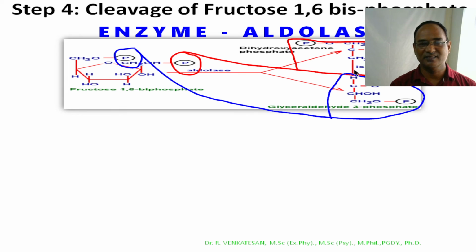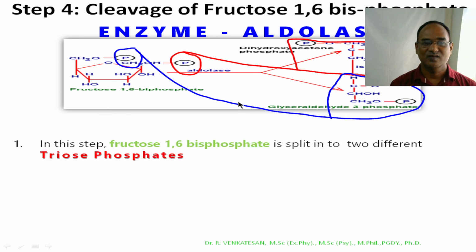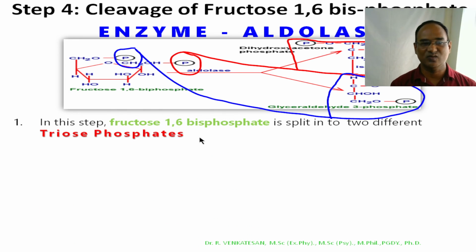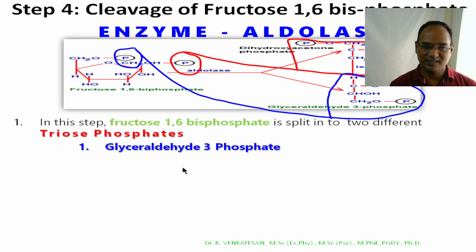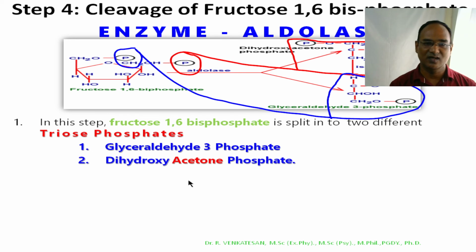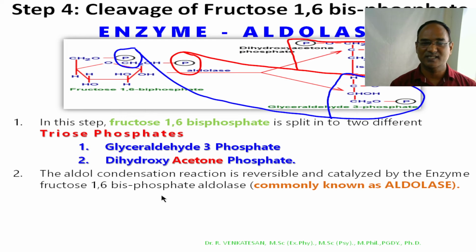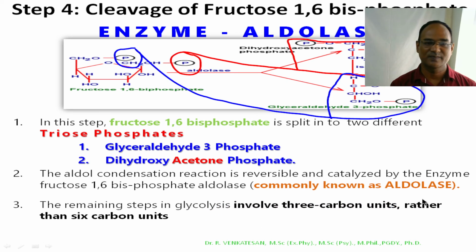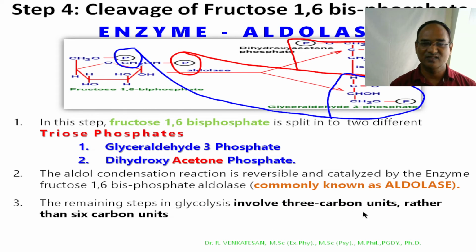This one will not carry on further in glycolysis, but it will merge with glyceraldehyde 3-phosphate with the help of aldolase. Okay, this is what we are going to discuss. In this step, fructose 1,6 bisphosphate is split into two different triose phosphates, glyceraldehyde 3-phosphate and dihydroxyacetone phosphate, and this process is catalyzed by the enzyme called aldolase. The remaining steps of glycolysis involve 3 carbon units rather than 6 carbons. So in the previous stage there is a 6 carbon with a phosphate.